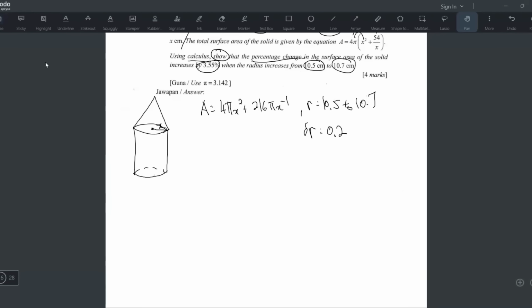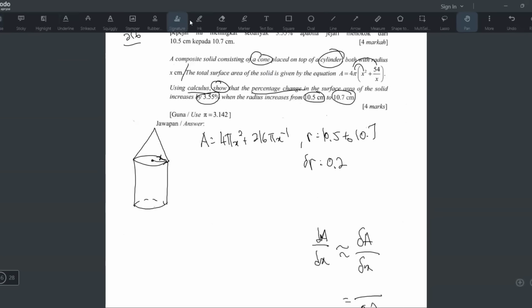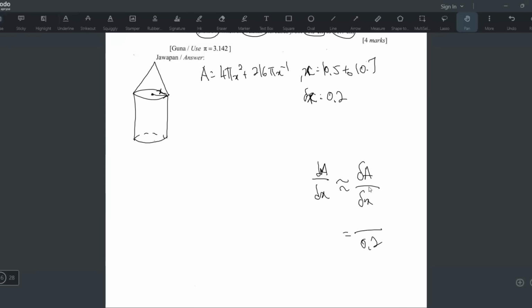The formula we will always use when we're doing small change is dy/dx almost equals delta y over delta x. But in this case, it will be dA/dx, because the equation is A in terms of x. So dA/dx equals delta A over delta x. The delta x is 0.2. Actually, the radius increased from 10.5 to 10.7, but we already decided to use x to represent radius. So we should not be writing r here. It should be x, and this one should also be x, because x is radius. That's why delta x is 0.2.